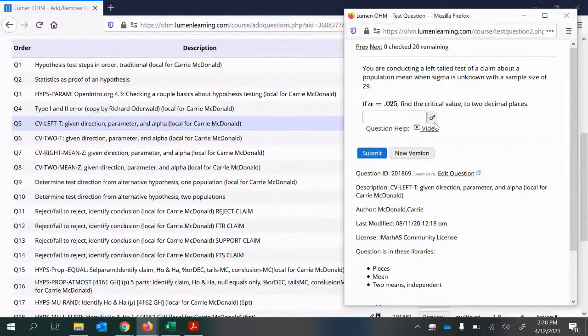You're conducting a left-tailed test of a claim about a population mean when sigma is unknown with a sample size of 29. If alpha is 0.025, find the critical value to 2 decimal places.